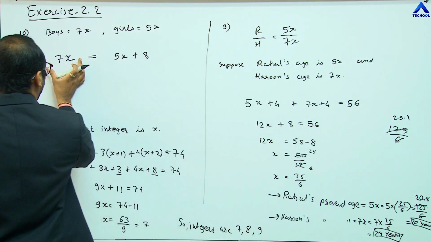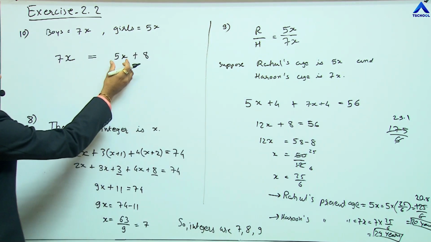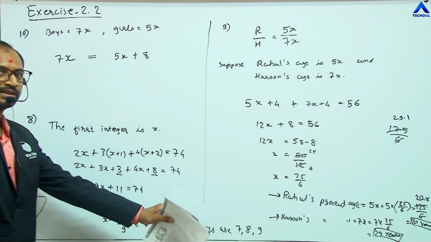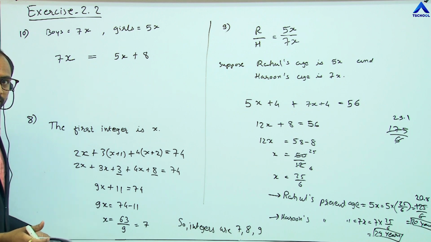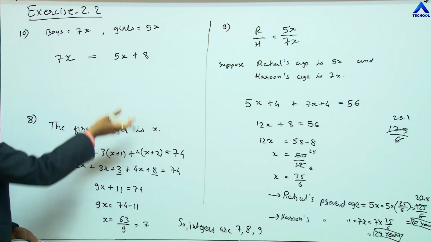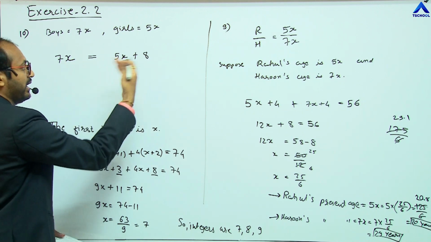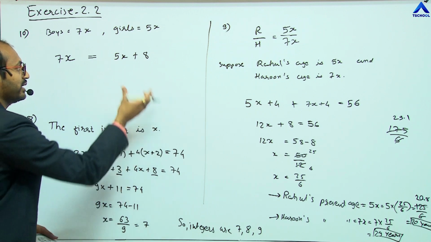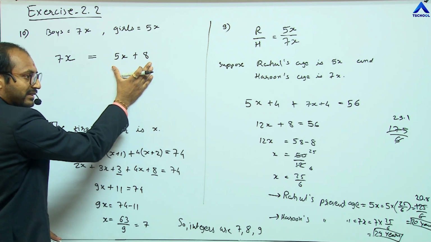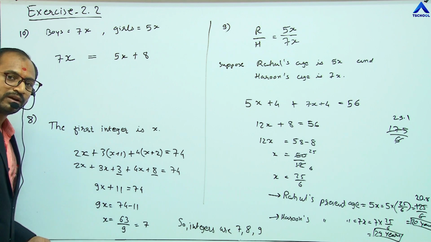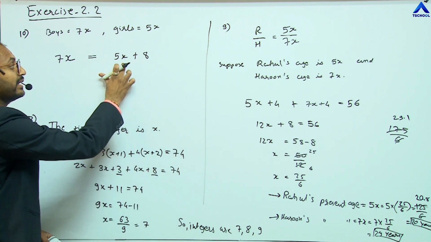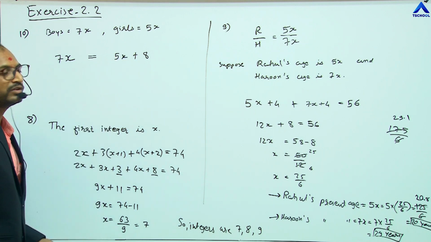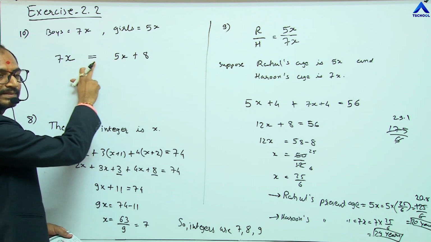How can we equate these two? Here the number of boys is 7x, the number of girls is 5x. Now the number of boys is 8 more. There are 8 more boys. Then I have to add 8 on the other side also. Then we can make it equal on both sides. Hence I am adding 8 to the girls' number to make both equal.